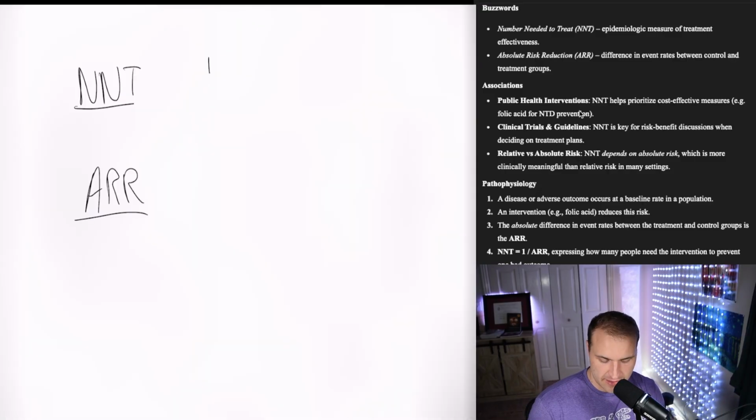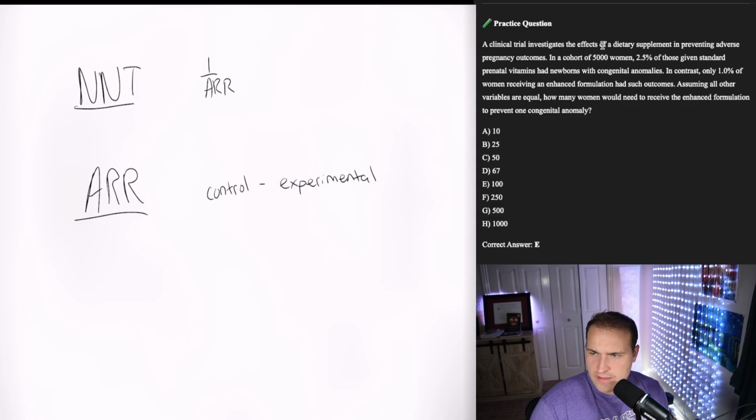The number needed to treat is just 1 over the absolute risk reduction. And the absolute risk reduction is the control event rate minus the experimental event rate. So in this practice question, we have the effects of dietary supplements on adverse pregnancy outcomes. In a cohort of 5,000 women, 2.5% of those given standard prenatal vitamins had newborns with congenital abnormalities, but only 1% of those who had the enhanced formula had those outcomes. How many women would need to receive the formula to prevent one congenital anomaly?